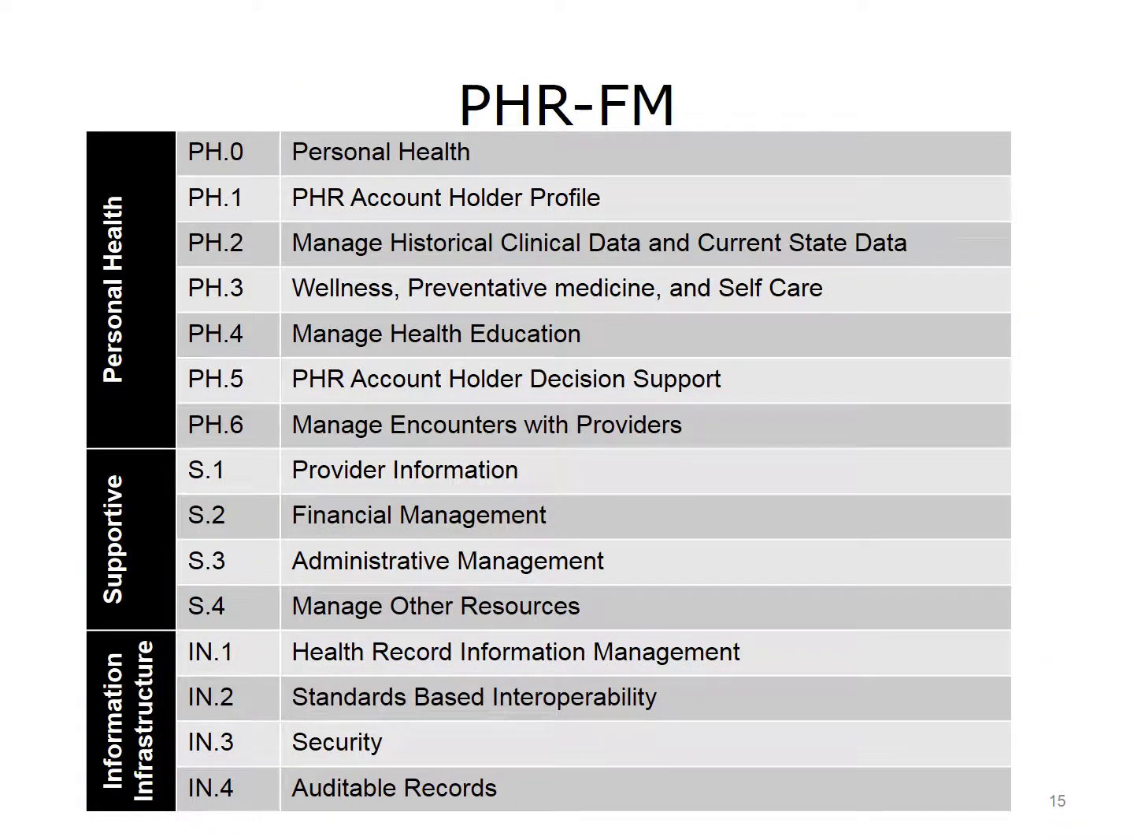This slide shows the overview of the PHR-FM with the subsections identified. The primary sections include Personal Health with subsections: Personal Health Details, PHR Account Holder Profile, Manage Historical Clinical Data and Current State Data, Wellness, Preventative Medicine, and Self-Care, PHR Account Holder Decision Support, and Management Encounters with Providers.